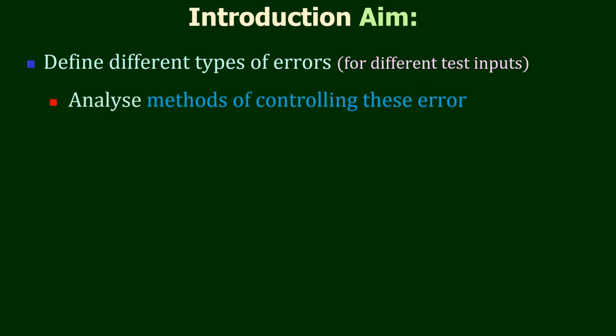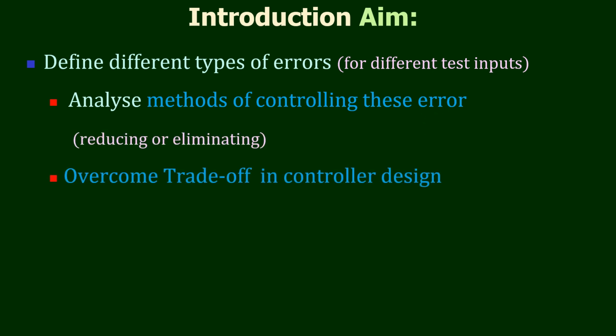We will discuss the analysis of the methods developed for controlling these types of steady state errors. When we say controlling, it means how we can eliminate the steady state error. This means the error between the desired signal and the plant output becomes 0, or is reduced to within a certain percentage.